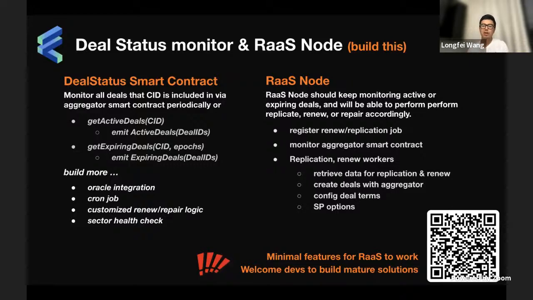And then for the RaaS node as well, we designed the RaaS node to be able to monitor the deals we have made through the aggregator, and also help monitor the expiring deals or active deals, and actually kick off the job of renewing a deal, replicating a deal or repairing a deal, with the aggregator or not, on Filecoin. All these very detailed specs are included in this QR code. If you scan it, you'll be able to find them. And that's the part we are putting out.